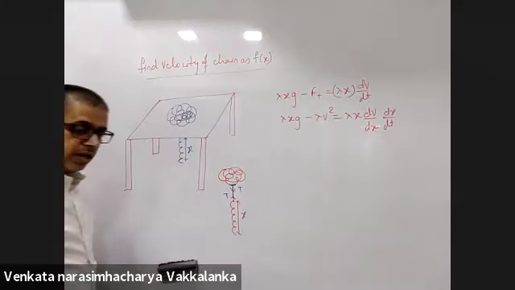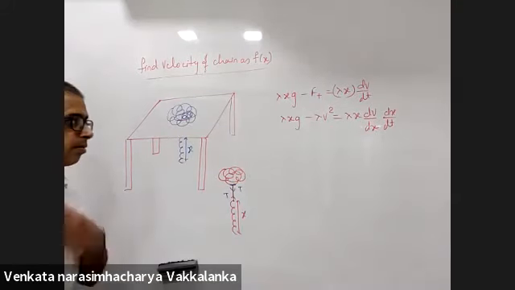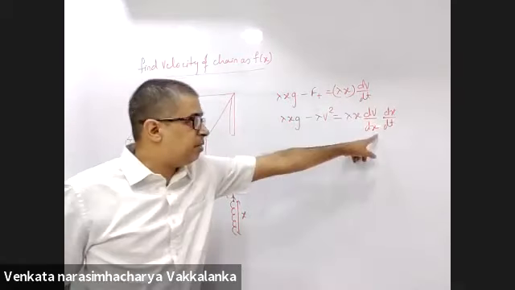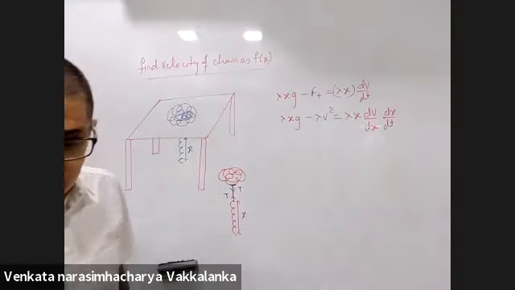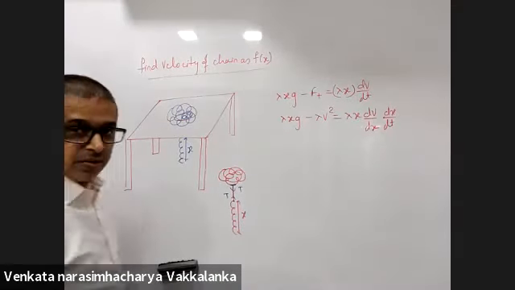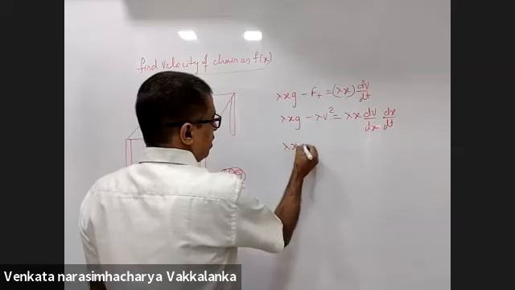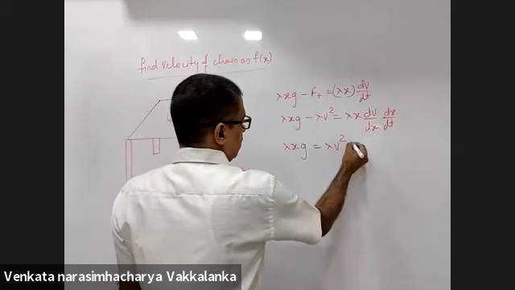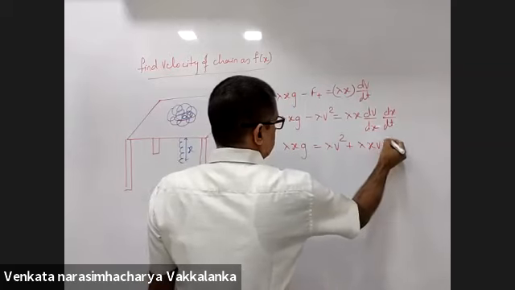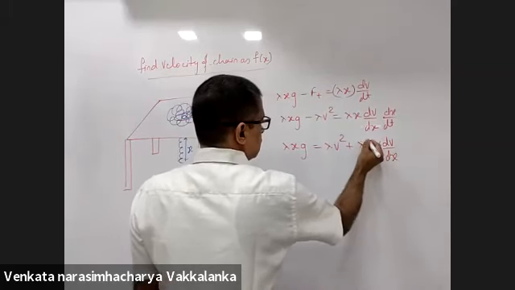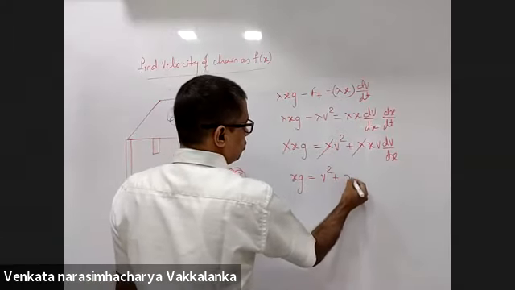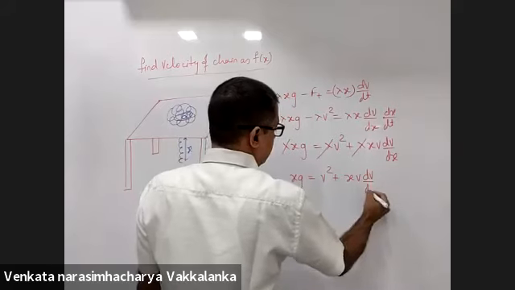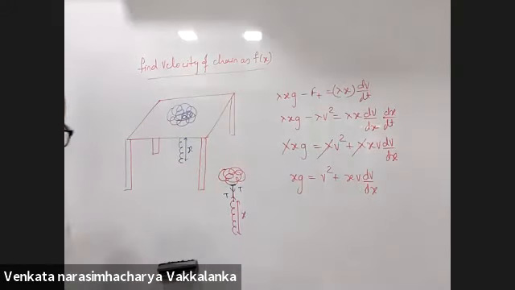Did you understand what I did till here? Yes, sir. dv by dt I wrote as v dv by dx. Thrust force I put as lambda v square. You are aware of this. Lambda x into g is lambda v square plus lambda x v dv by dx. Lambda will go. x g equals v square plus x v dv by dx. Did you understand what I did till here? Yes, sir.